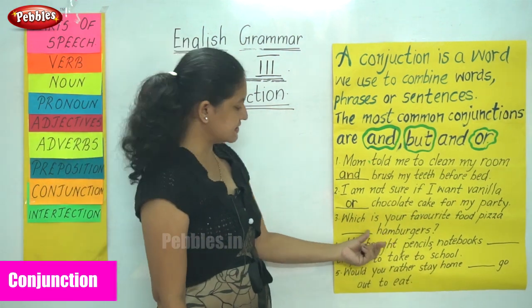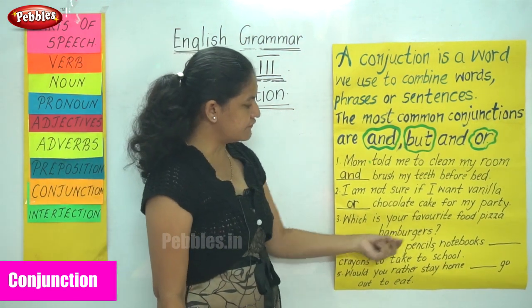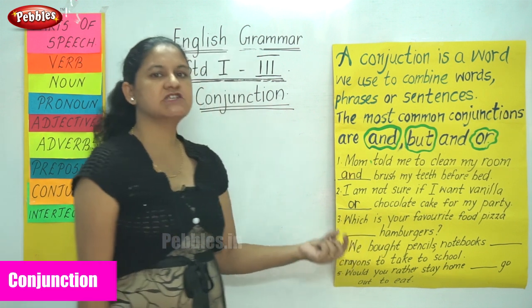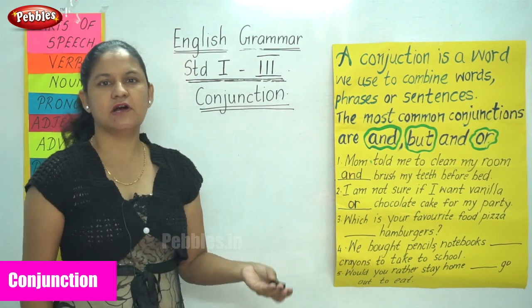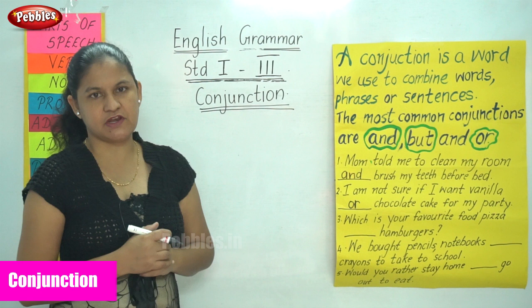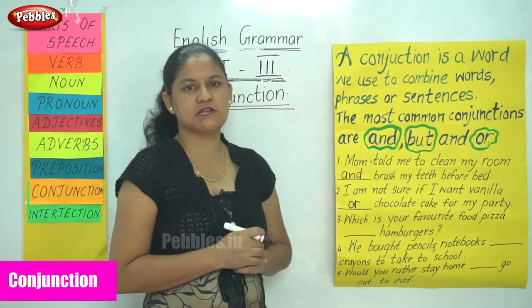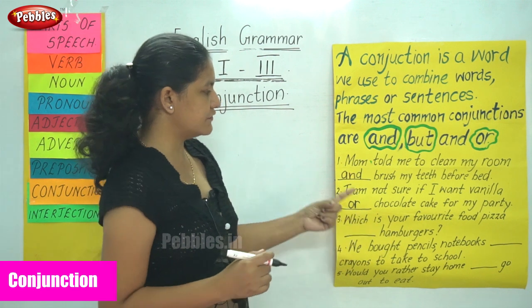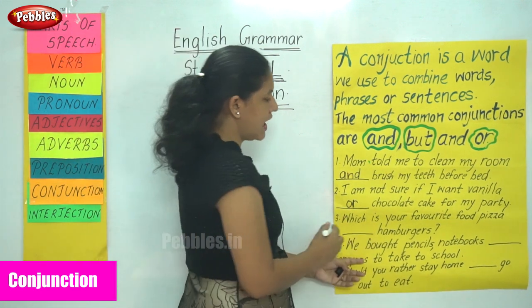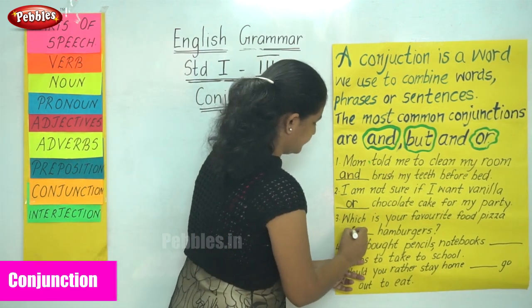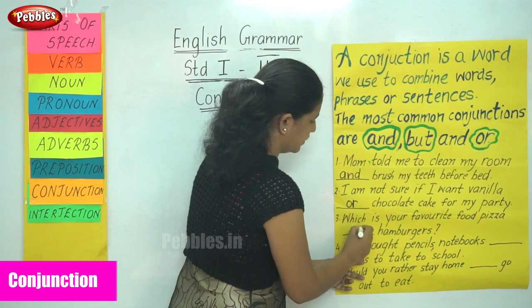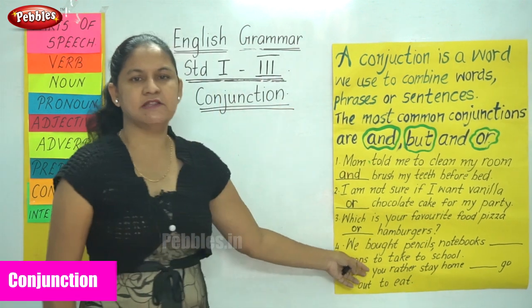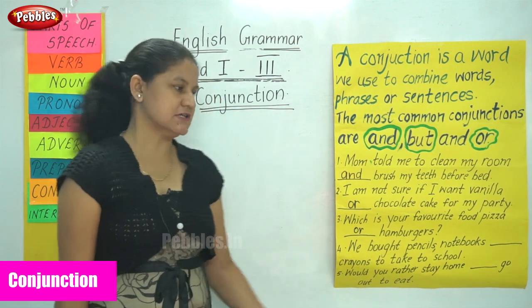The third sentence is: which is your favorite food? Pizza dash hamburgers. Again an option is given. Whenever you're given an option, you use the conjunction or. Which is your favorite food? Pizza or hamburgers. You're going to select any one food, either pizza or hamburgers.